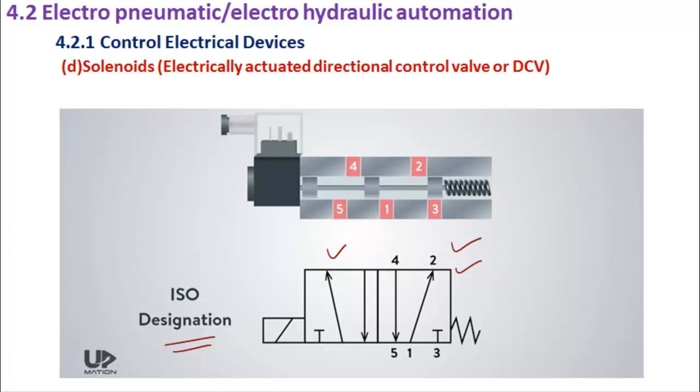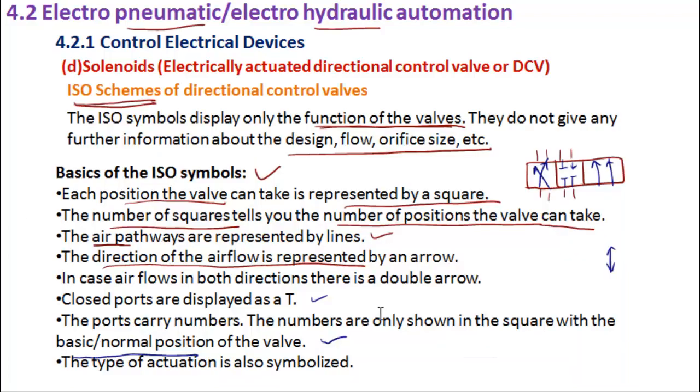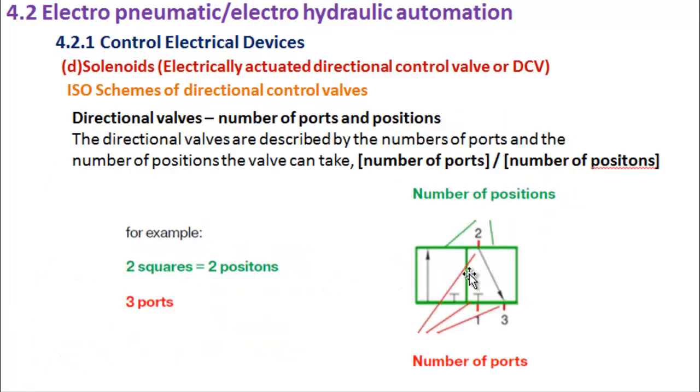Okay, so let us move to the next point. The type of actuation is also simplified. That means instead of numbers, you can also write letters. Okay, so let us see one by one. The number of ports and the number of positions is something that we have already discussed. So here you can see that the number of squares is 2, so the number of positions is 2.